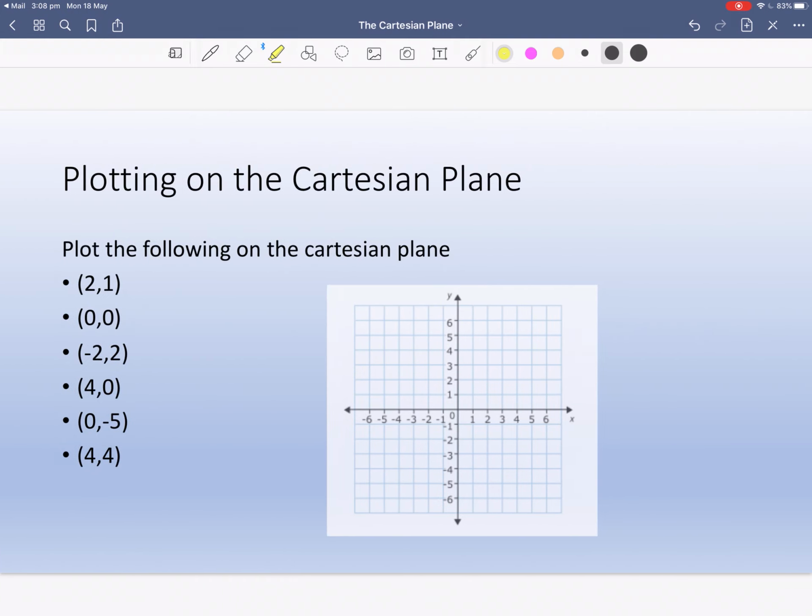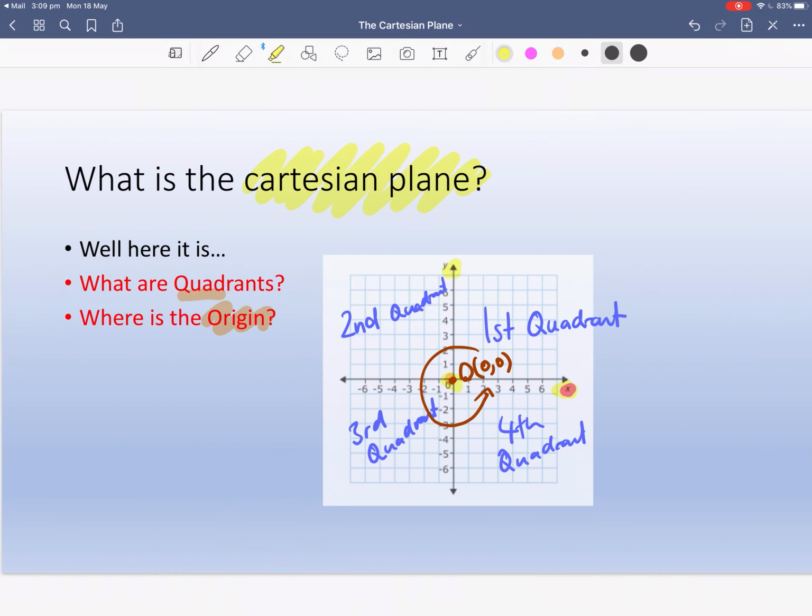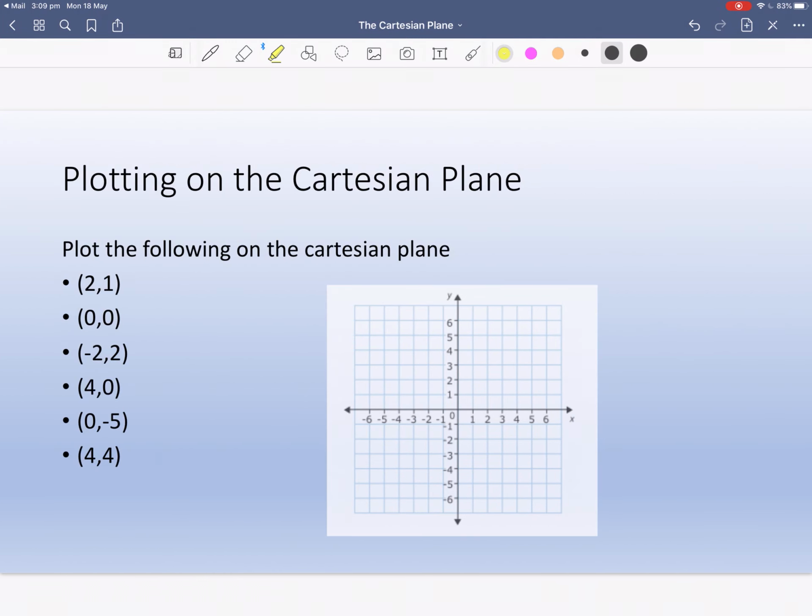All right, now we're going to plot on the Cartesian plane. Now, one thing you've got to understand is that we go back to the learning goal. It's in this form, x before y. All right, so the first number is x, and the second number is y. And the way I like to remember it is that we crawl before we climb, and we can climb up and down, we can crawl across. Okay, so the first one tells us where to crawl. So where are we going to crawl to? On the x-axis, we're going to crawl to 2.